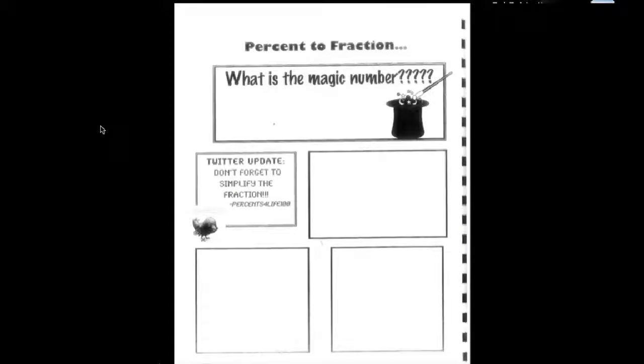Okay. Now let's go the other direction. We have to go from a percent to a fraction. And when we're talking about percents, the magic number is always 100. Okay, so 100 is our magic number. That just means that all percents are numbers out of 100 or fractions out of 100. So let's just take the opposite direction and say 40%. And we want to convert that into a fraction.